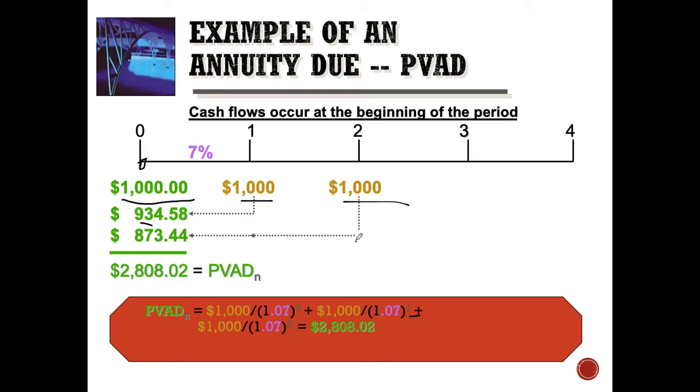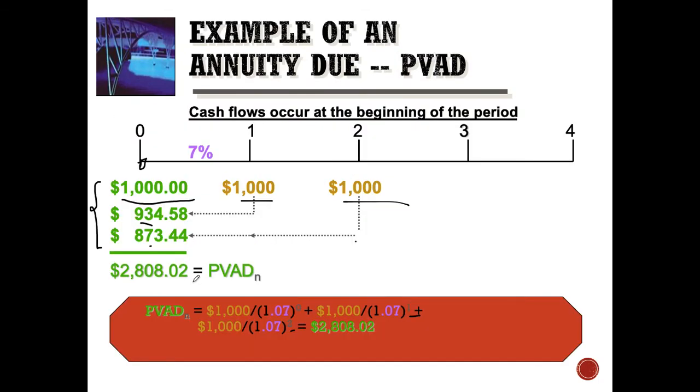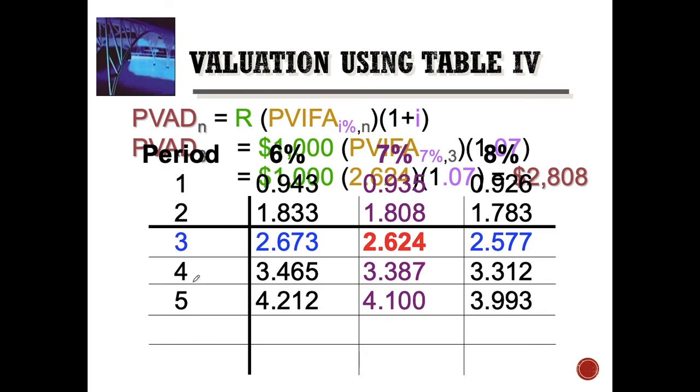And this one, the formula is 1000 per 1.07 to the power of 2. So present value is the total of these, and the result is $2802. Okay, if we use the table, the result should be the same.